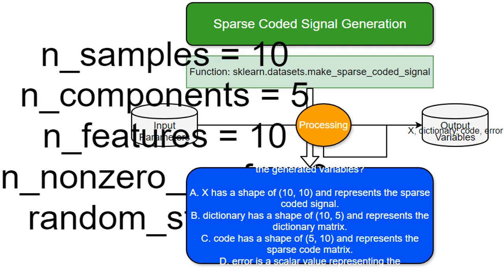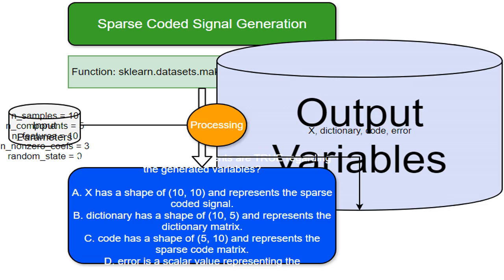Let's break this down. I want 10 signals. Each signal will use 5 basic building blocks. The length of each signal is 10. And at most, only 3 building blocks will be used for each signal. These are the results our function spits out. X is our sparse signal. Dictionary contains the building blocks. Code shows how the building blocks are combined to make the signals. Error shows how well the signals were reconstructed.